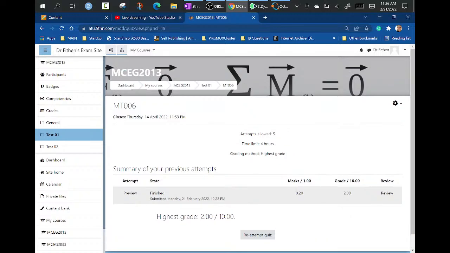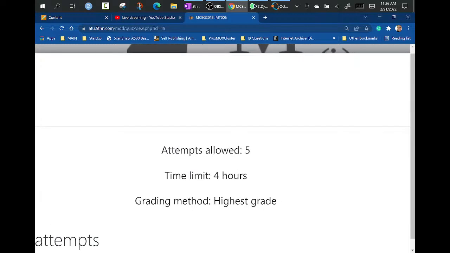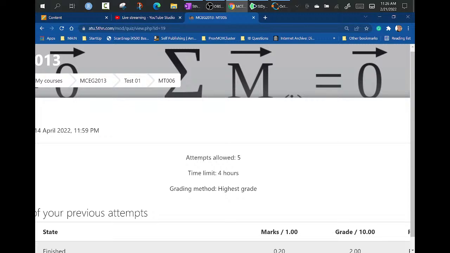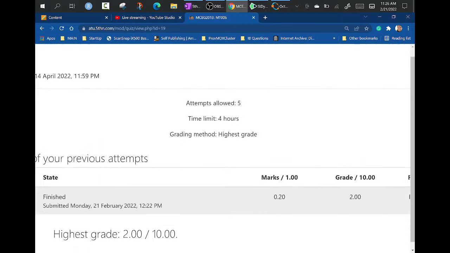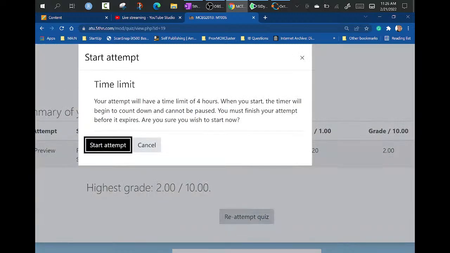Now what you see at the very top, I'm sorry, I misread it. You get 4 hours, 5 attempts. That's 4 hours per attempt. So if you launch it, you've got 4 hours to complete it. That's really liberal. Technically I should give you an hour, and a lot of people just give you an hour and don't even give you a reattempt. So let me reattempt it.